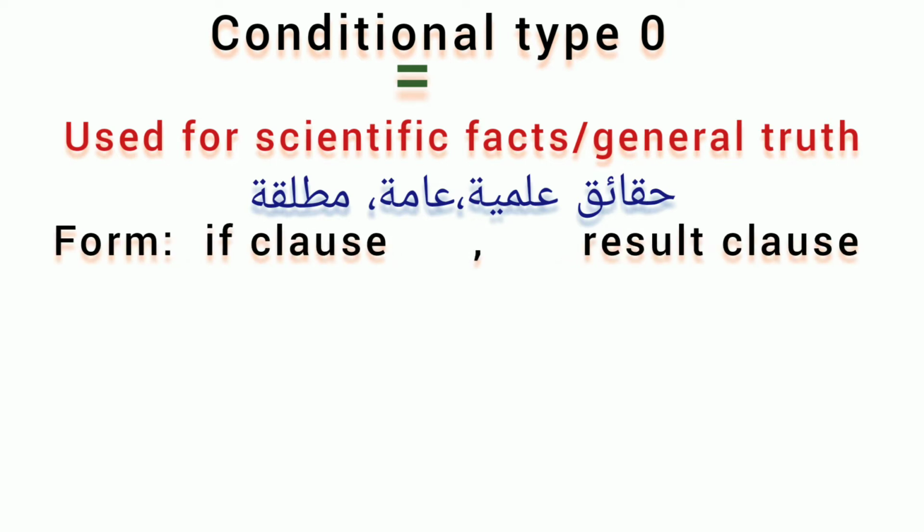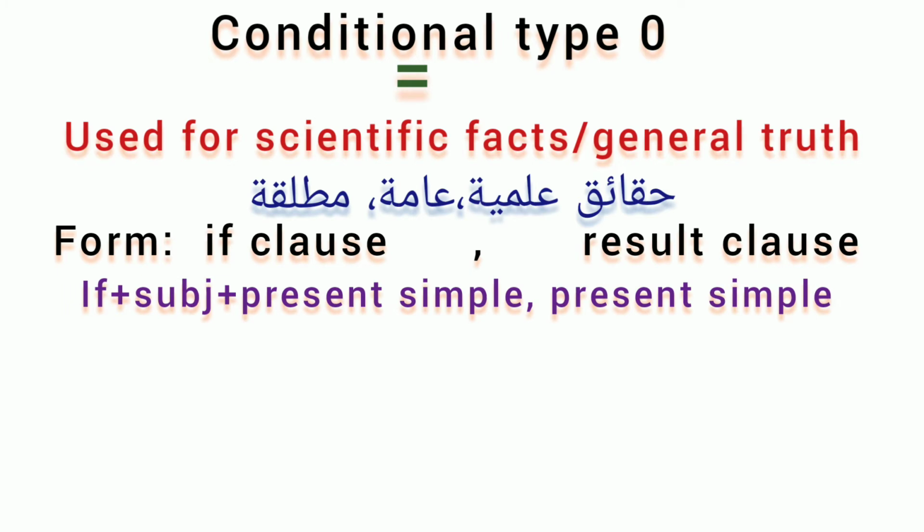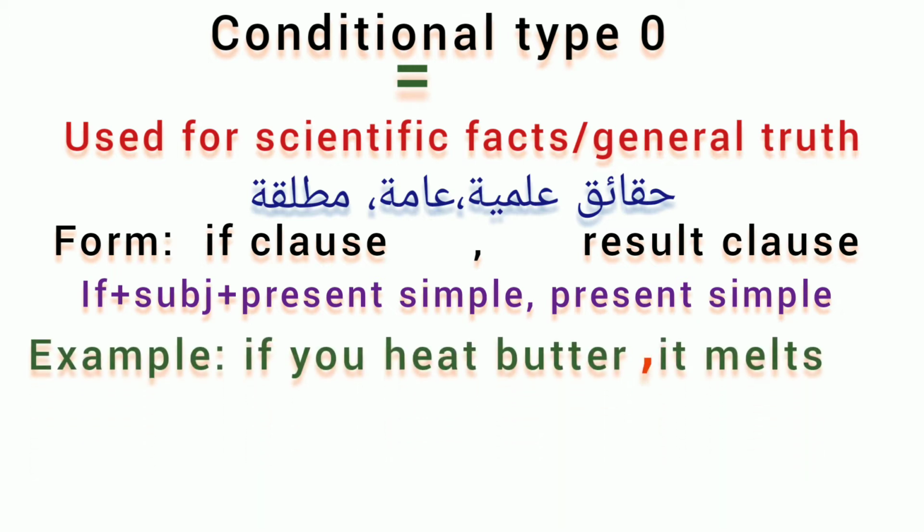The form أي الصيغة. دائما لدينا if clause و result clause بمعنى الشرط والنتيجة. في الشرط لدينا if plus subject plus present simple وكذلك في النتيجة لدينا present simple.